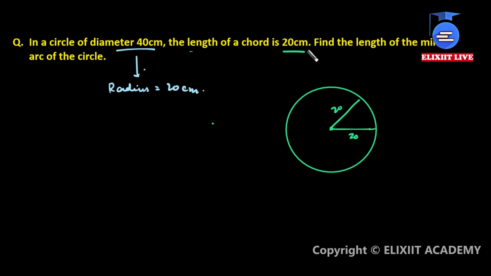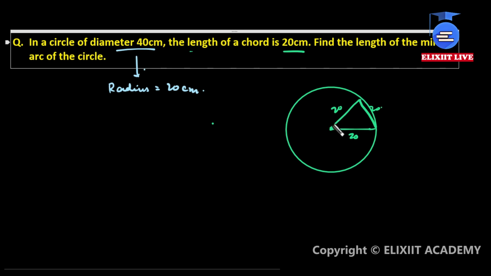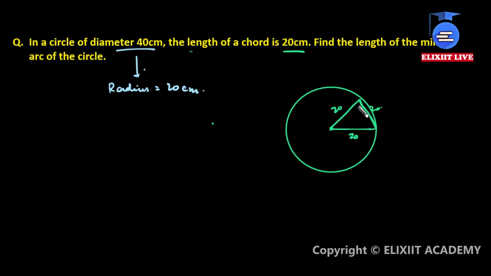And the length of the chord is also 20 centimeter. Suppose I draw a chord from here, the length of the chord is 20 centimeter. So can I say this particular triangle is what? Equilateral triangle. Three sides are the same. The chord is the same as the radius. So this is an equilateral triangle. Because it is equilateral, each of the angles will be 60 degrees. Theta will be 60 degrees, the angle subtended at the center.